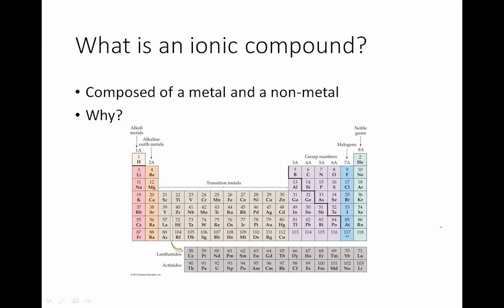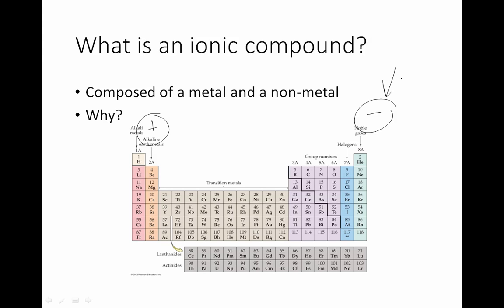Alright, so remember, what is an ionic compound? It's composed of a metal and a nonmetal. Why is that? Well, if these form positive charges over here and these form negative charges over here, in order to form a positive charge, you're giving up an electron. What are you giving it up to? One of these elements that need an electron in order to form a negative charge.